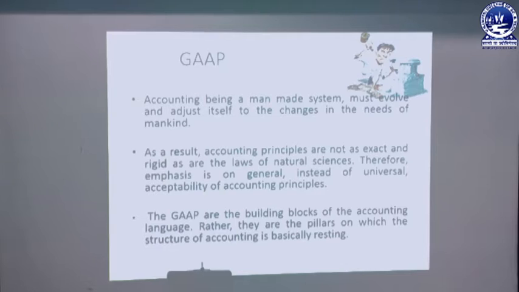Accounting, being a man-made system, must evolve and adjust itself to changes in the needs of mankind. So the accounting system or accounting principle is prepared or followed by human beings, the accounting professionals. So those who are preparing the principles or implementing the concepts and conventions, as it is a man-made system, it must evolve or adjust with the changing scenario. That means whenever any changes occur, the professional must change the principle or concept, or modify that concept or abolish that concept and implement new concepts or conventions.